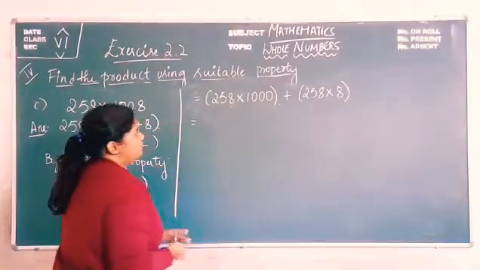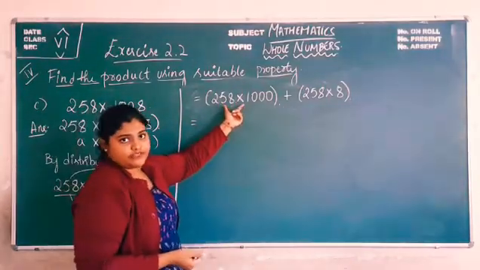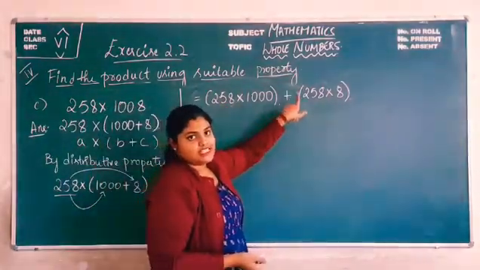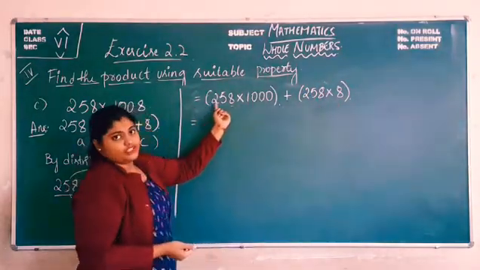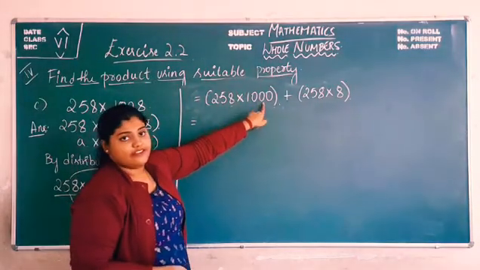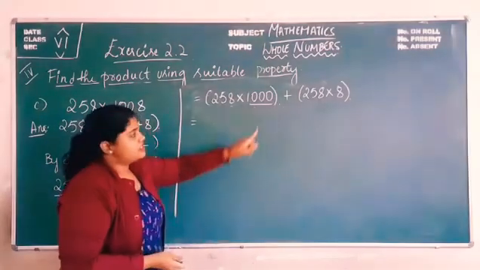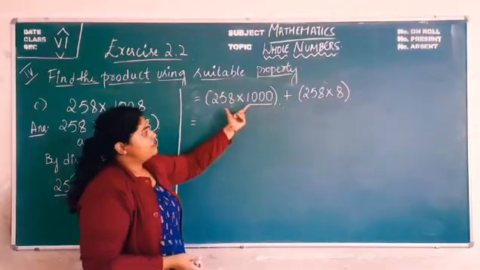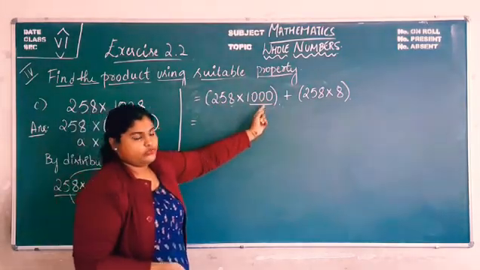What is the next step? Yes, we have to solve the brackets. First we solve the first bracket, then we write plus, then we solve the second bracket. In the first bracket we have 258 into 1000. Since we have zeros at the end, we can straight away find the product.